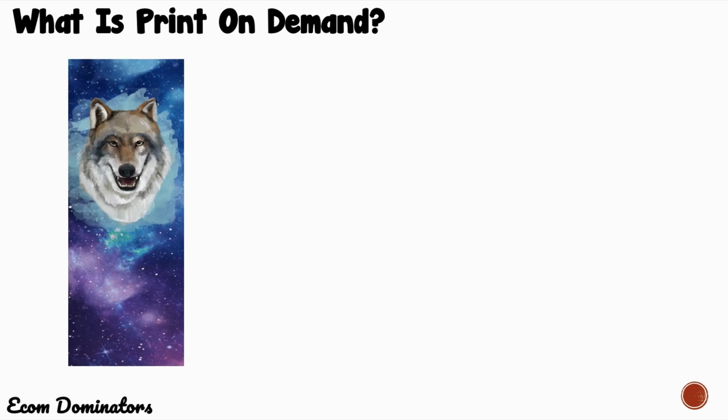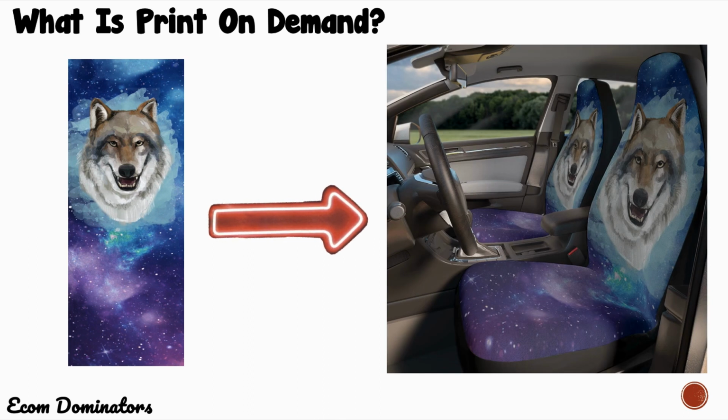Now, if you are a beginner, I'm going to briefly explain what print-on-demand is and how you can get started with this business. So basically, you take any kind of PNG file or any digital image and you place it on various different products like t-shirts, mugs, pillows, leggings. But in this case, since I'm going to go over how to sell car seat covers, we're going to put it on a car seat cover that you can start selling today.